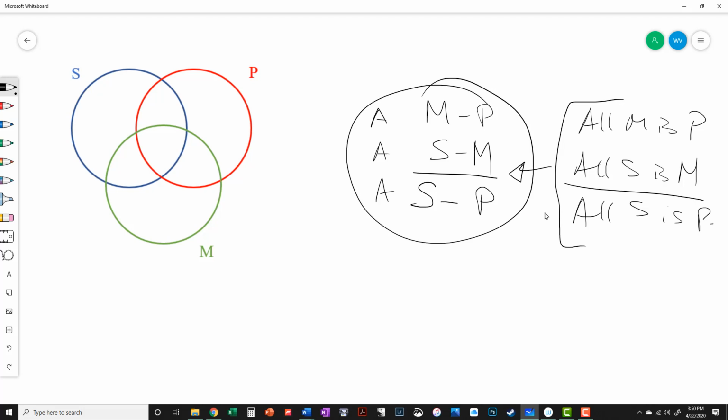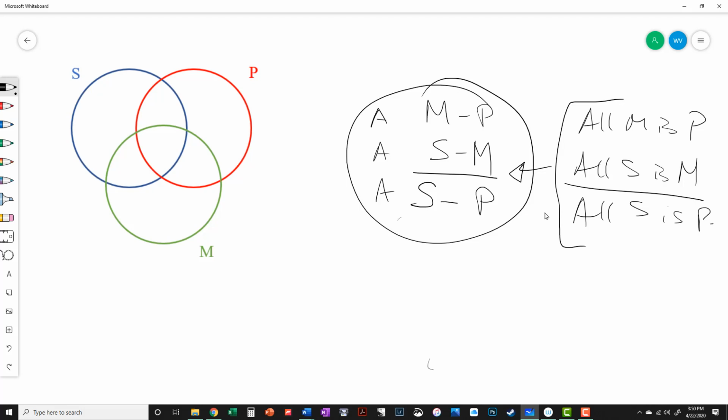It tells me I'm dealing with an A proposition, and it tells me in what order the terms appear. So really, this is all we need to do a Venn diagram. But if you want to do this, if it helps you to think about it better, then go ahead and do that. All right, so how do we do one of these Venn diagrams when we're dealing with 3 circles?